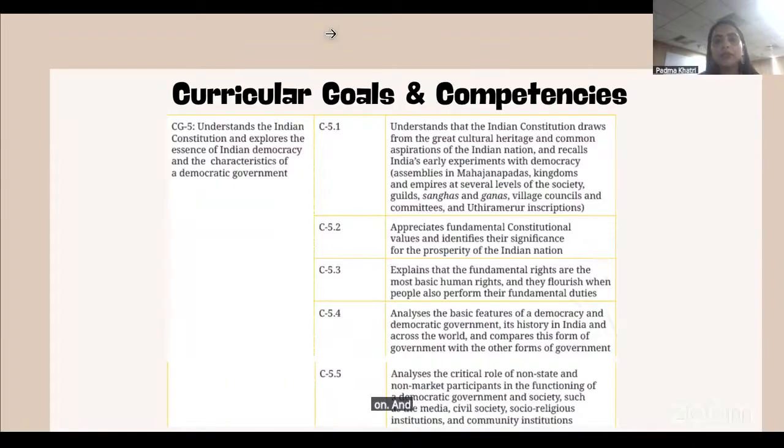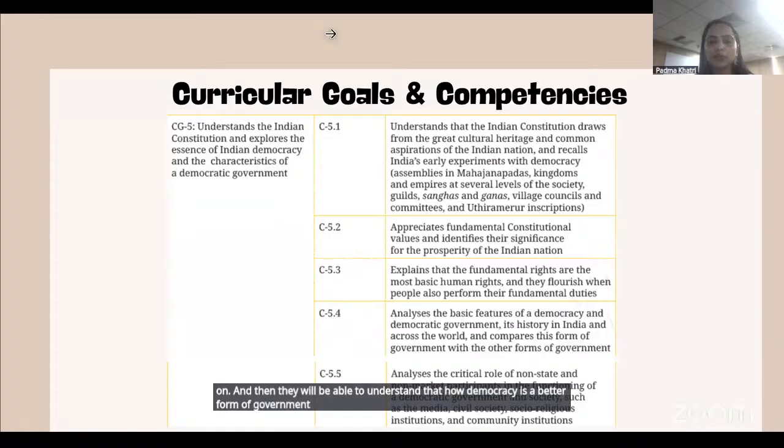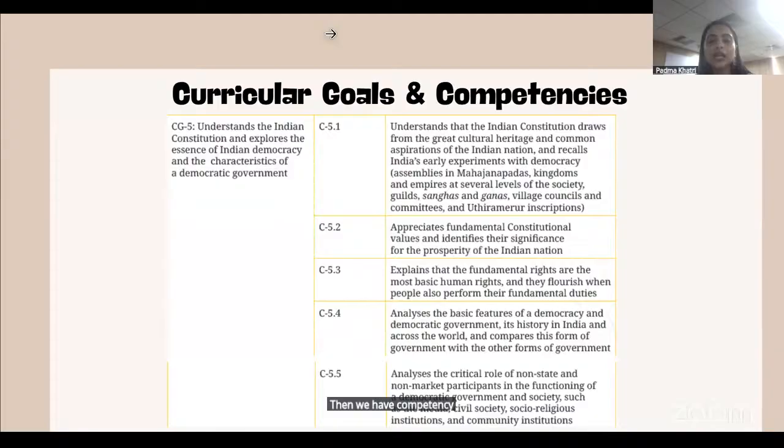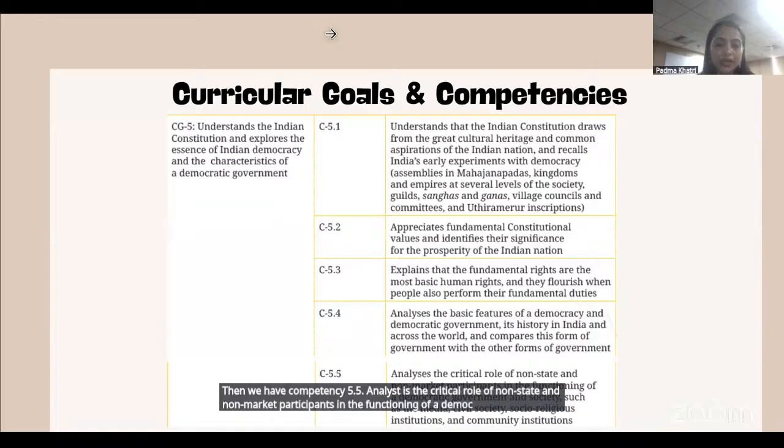And then they will be able to understand how democracy is a better form of government than the other forms of government. Then we have competency 5.5, analyzes the critical role of non-state and non-market participants in the functioning of a democratic government and society, like the media, civil society, social religious institutions, and the community institutions. What are their roles in democracy?